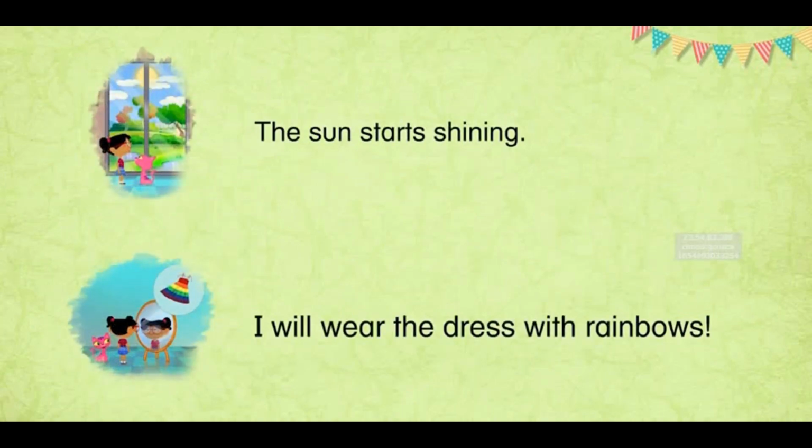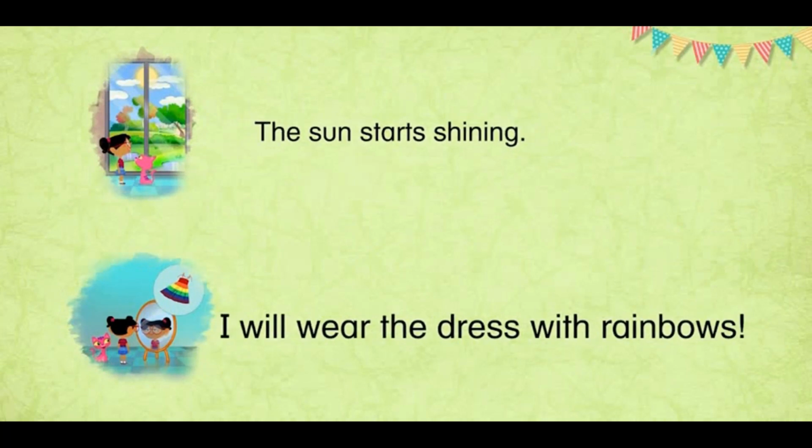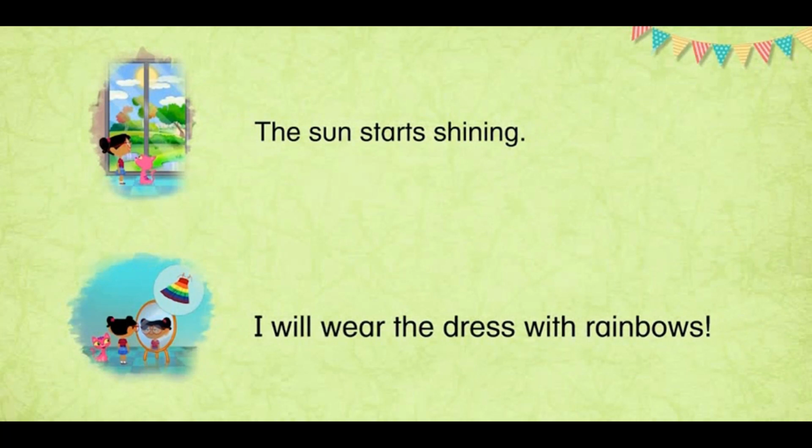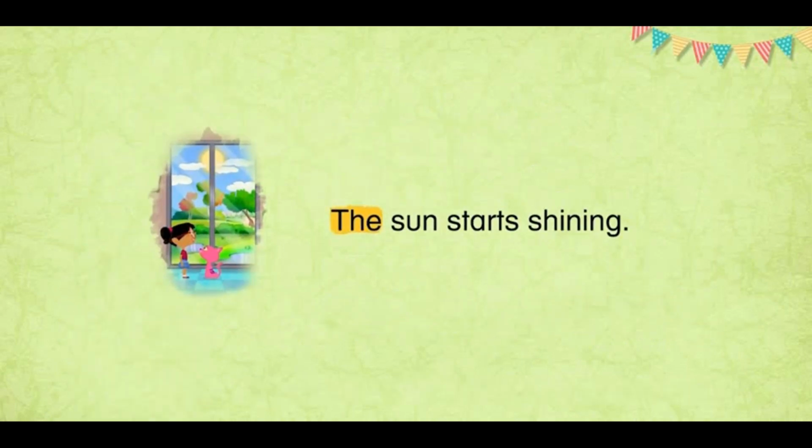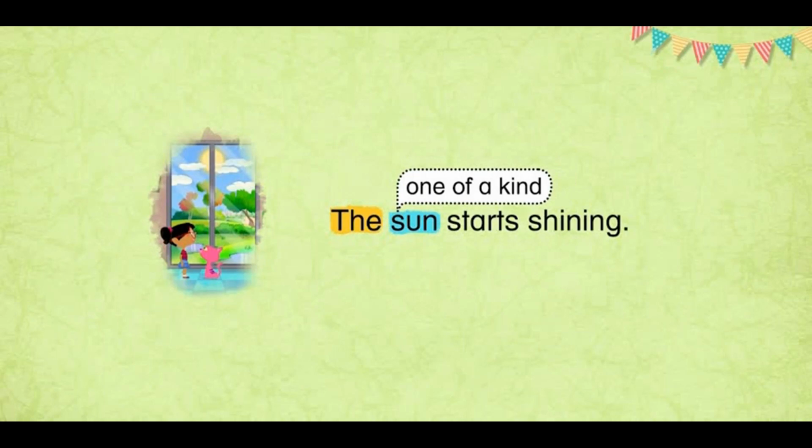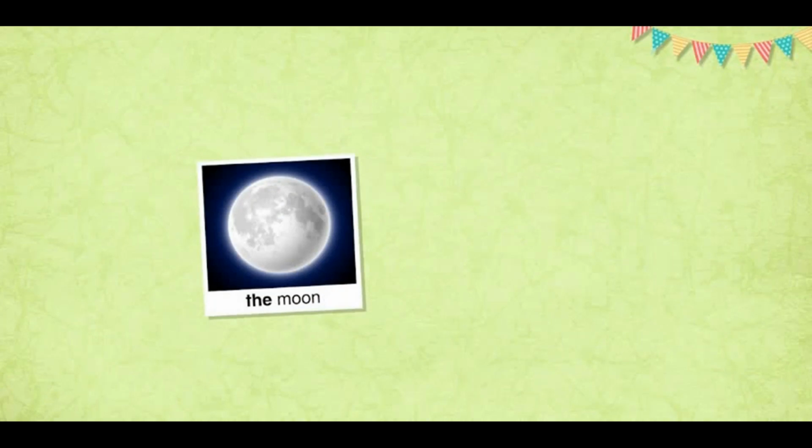Now, read some more sentences from the story. The sun starts shining. I will wear the dress with rainbows. Did you know? Just like a and an, the is an article too. We use the before things that are one of a kind, like the sun. There isn't any other sun, is there? So we use the before it. And similarly, we say the moon, the earth.